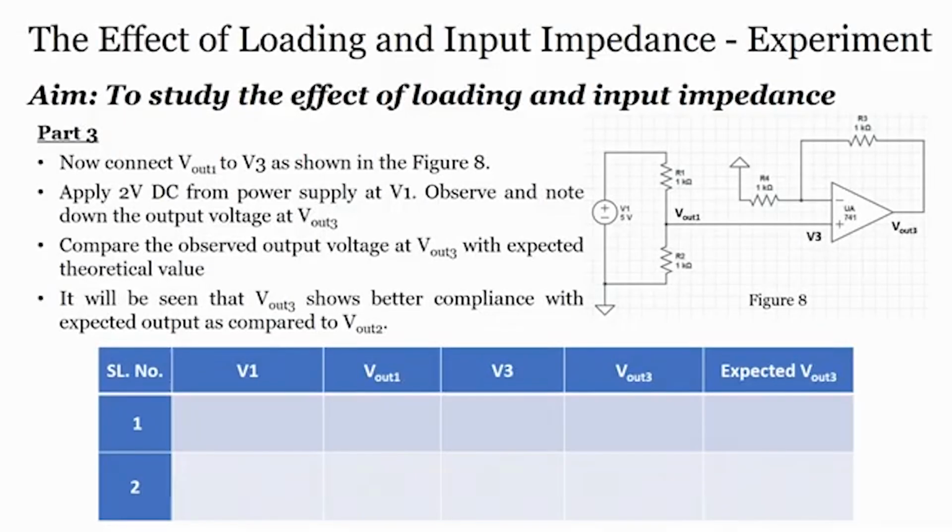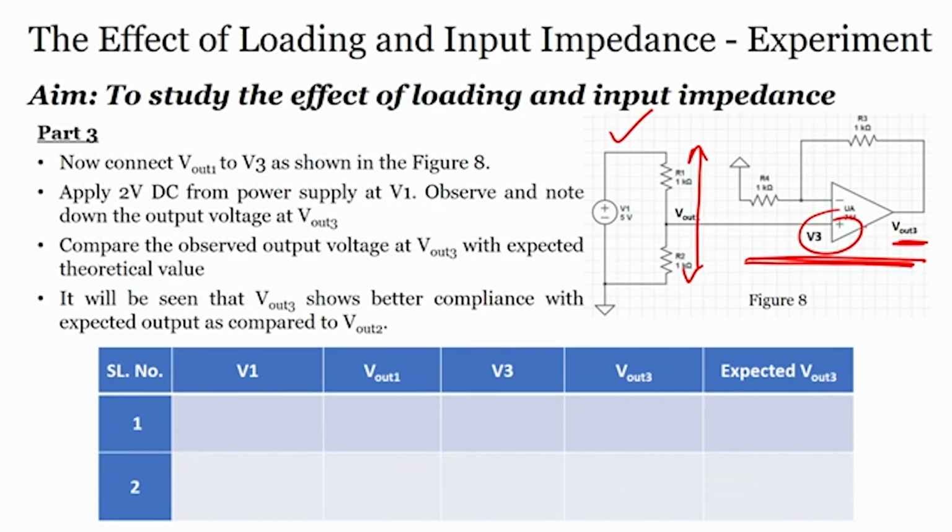If you come to the screen, the aim is the same, but there is a third part of the same aim, which is to study the effect of loading. Here, as you see, this is the same potential divider circuit and this is your non inverting amplifier. We have already seen what a non inverting amplifier is and how you can use it in your experiment. You apply a voltage to the non inverting terminal of the amplifier through the potential divider circuit, and you measure the output V out 3.